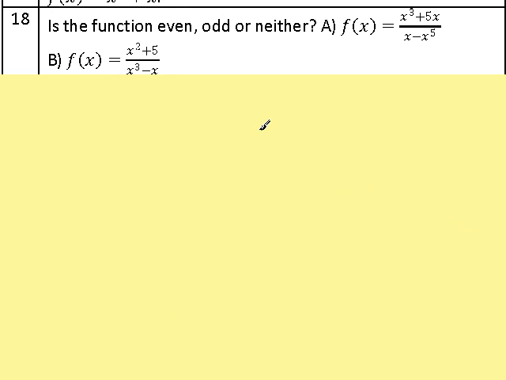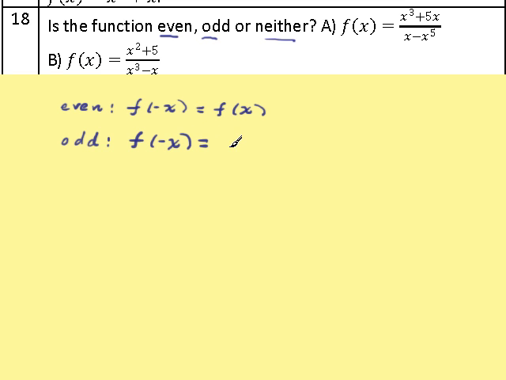In number 18, we're asking if these functions are even, odd, or neither. So let's just remember that a function is even when you substitute in minus x and you get the same function back, and odd when you substitute in minus x and you get the negative of the original function. All right, so let's do that. Let's look at, for a, f of minus x.